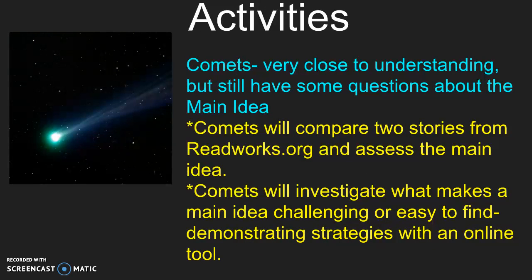The third level of differentiation are my comets. They're very close to understanding but still have some questions about the main idea. Comets will compare two stories from readworks.org and assess the main idea. Comets will investigate what makes a main idea challenging or easy to find, demonstrating strategies with an online tool of their choice. Comets are applying and analyzing.